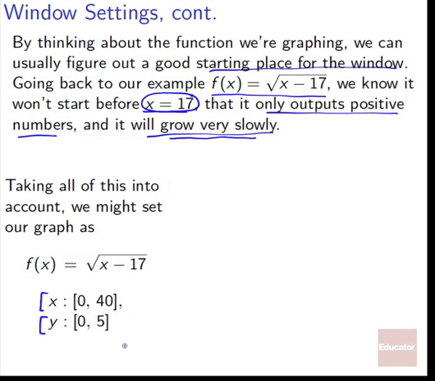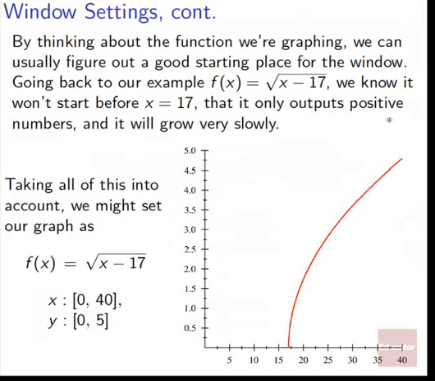We can set our y from 0 to 5, because since it grows very slowly and since it's only positive, there's not going to be a whole lot of action happening vertically, so we might as well set it to a fairly small range so we can see exactly what's going on there. So we graph it like that, and we would get this graph right here.